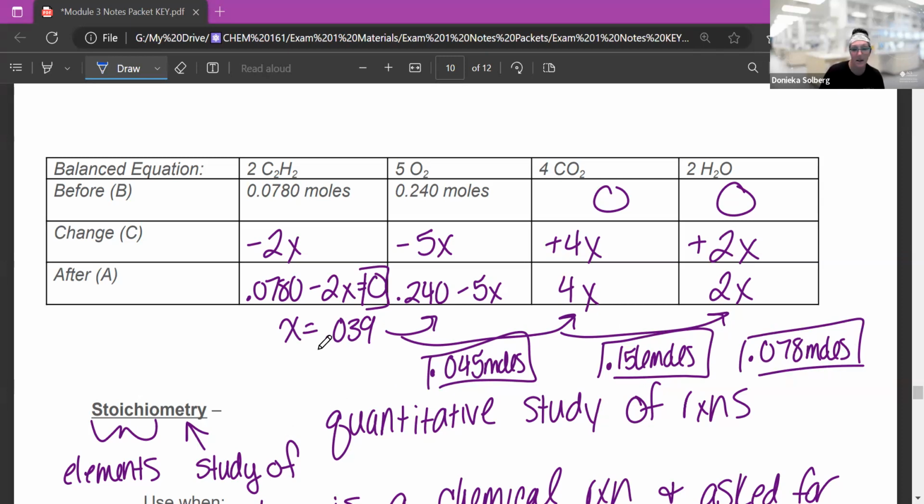Notice I didn't get any negative numbers, so that means that you picked the right limiting reactant. This one is going to end up 0. I'm going to run out. If you had picked to do this one and set this equal to 0 and solve for x, you would have gotten a negative number somewhere. So you picked the wrong one. So this one was my limiting reactant in this case.